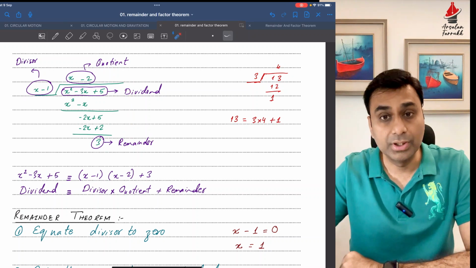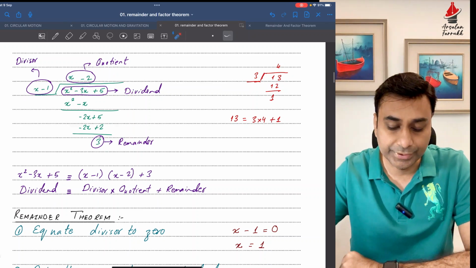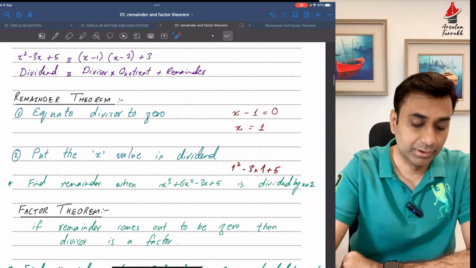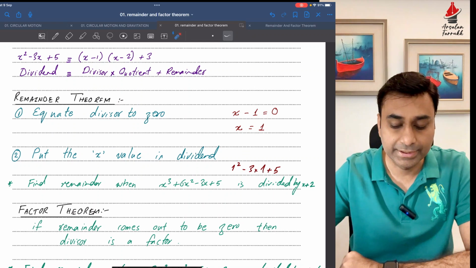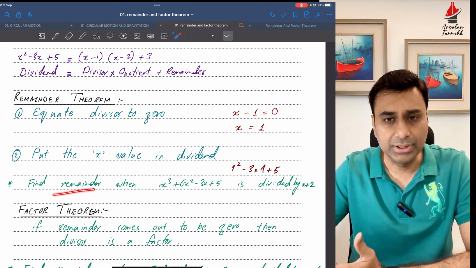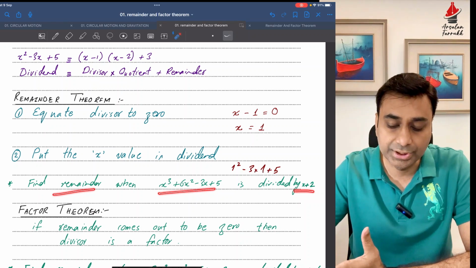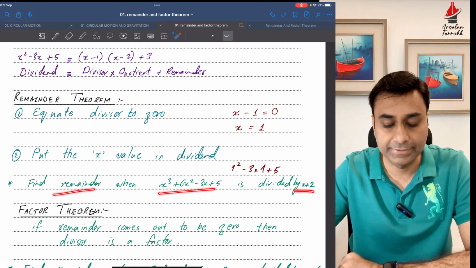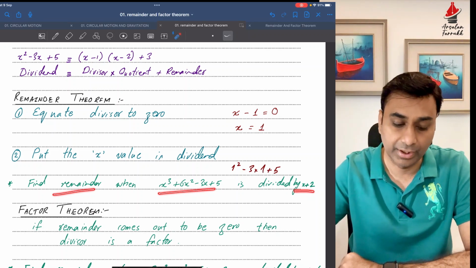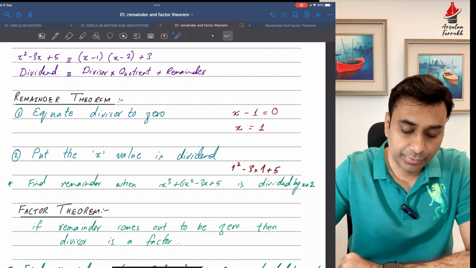So in situations where you are just interested in finding out the remainder, you can directly use this process and get yourself the remainder. Let's have a look at another example. It says find the remainder when this is divided by this. So I don't want the quotient, I don't want to do the long process of division. I just want to find out the remainder when x cubed plus 6x squared minus 3x plus 5 gets divided by x plus 2.